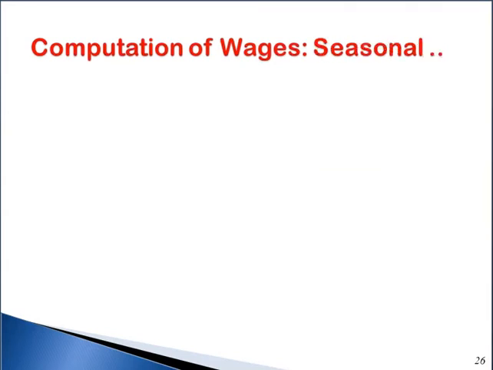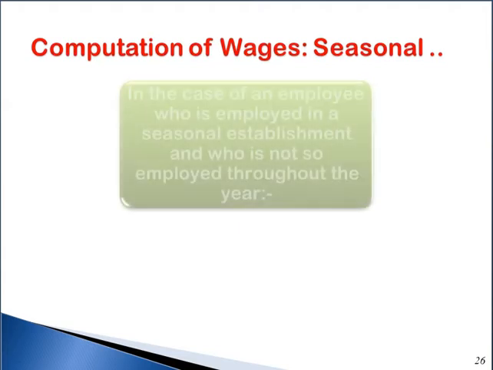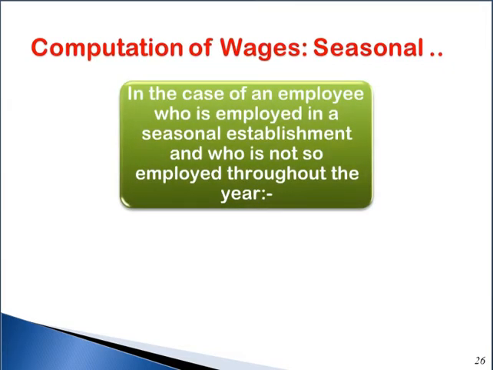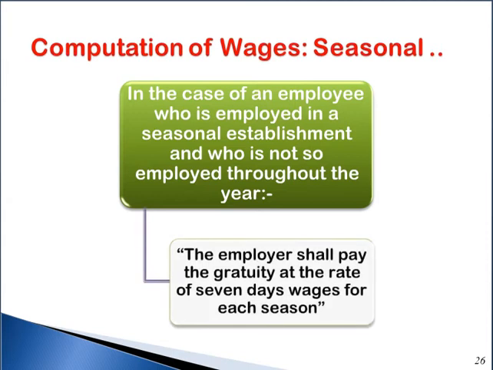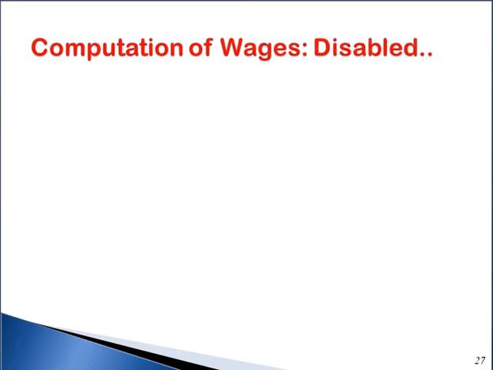As an extension to the previous definition, this part deals with an employee who is employed in a seasonal establishment and who is not so employed throughout the year. It states that the employer shall pay the gratuity at the rate of 7 days wages for each season. The next important definition is computation of wages in case of disablement of an employee.